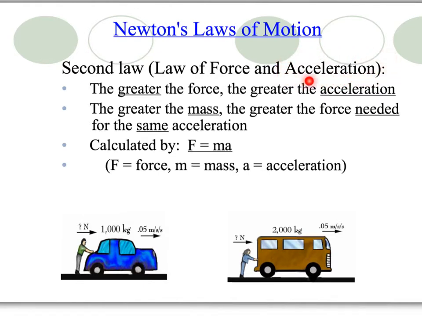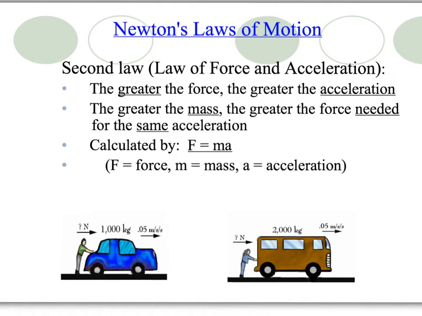So there is a relationship between the amount of force we put on an object and how that object will accelerate. The big idea is the greater the force you put on an object, obviously, the greater the object will accelerate or move. Now, if you have something with a greater mass, more massive, you're going to need a much larger force to get the same or equal acceleration.